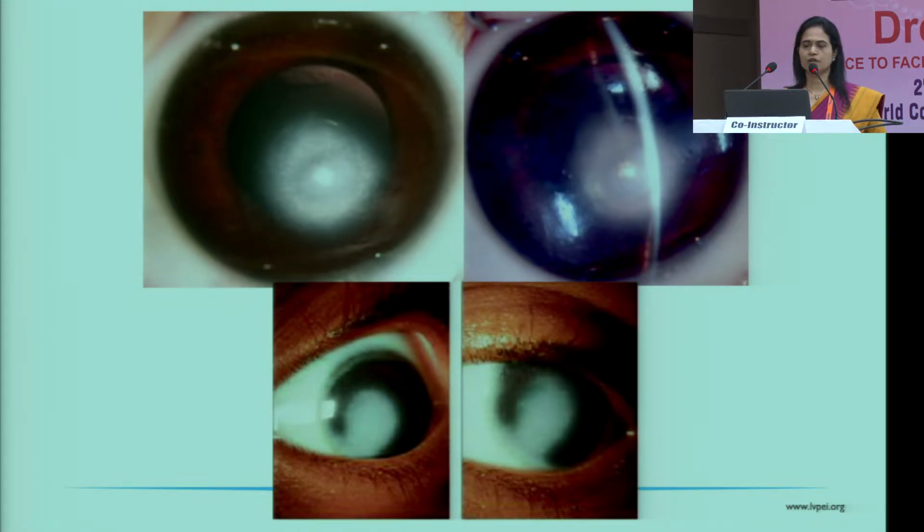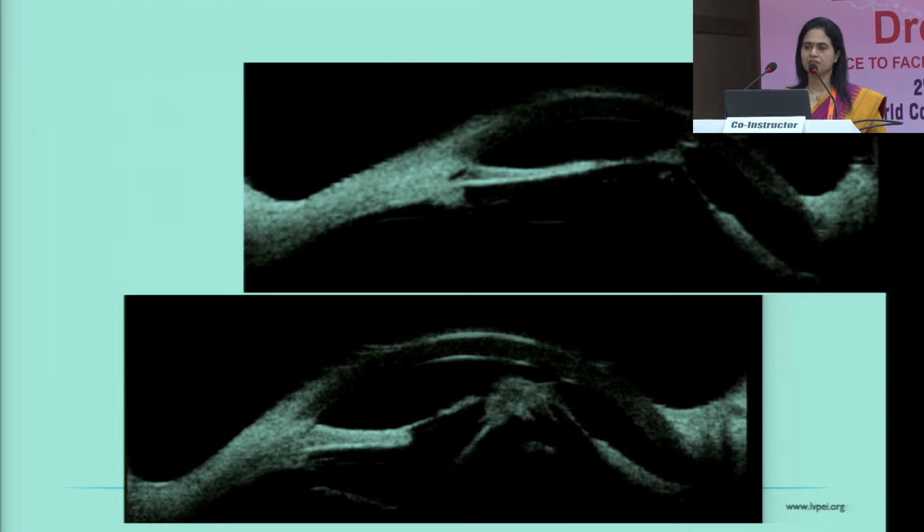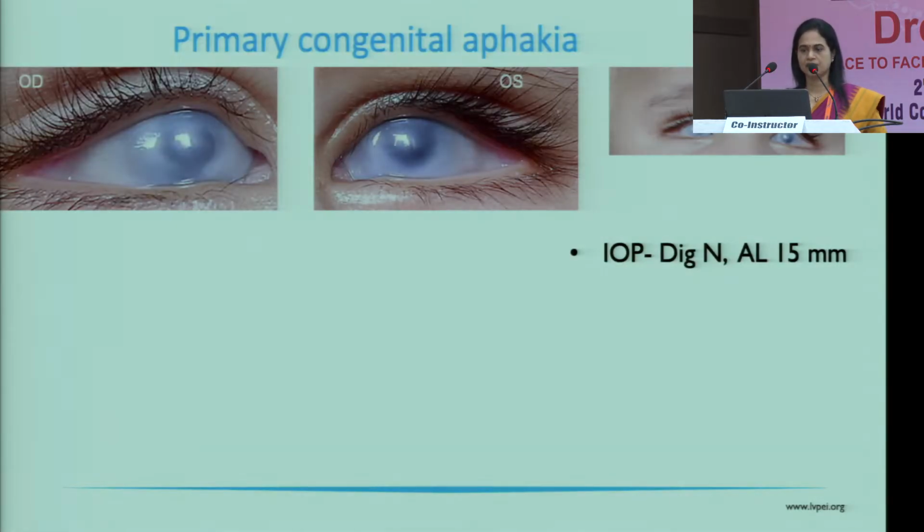Again, this is Peters anomaly. Everybody knows what this condition is, but whether there are just iridocorneal adhesions or iridocorneal lenticular adhesions is something that is very important for us, so that it helps you to prognosticate as well as plan your surgery.